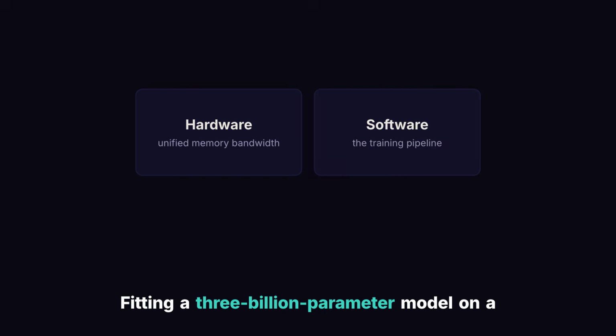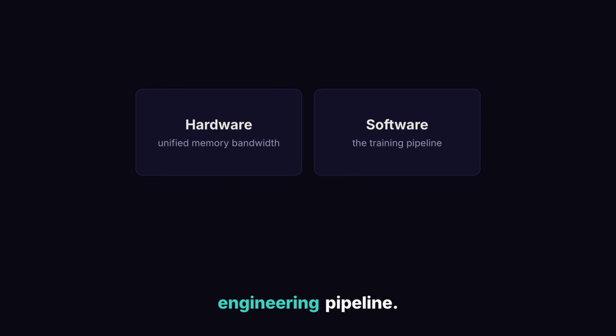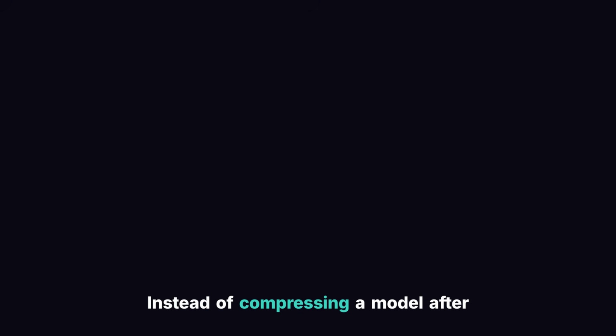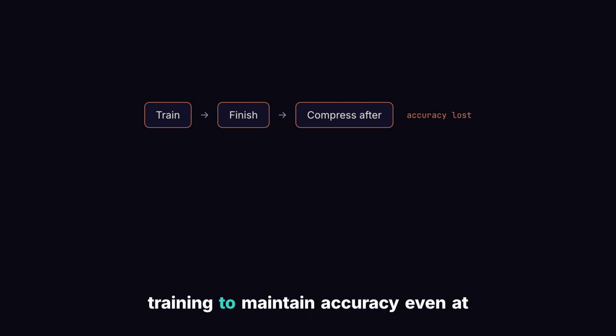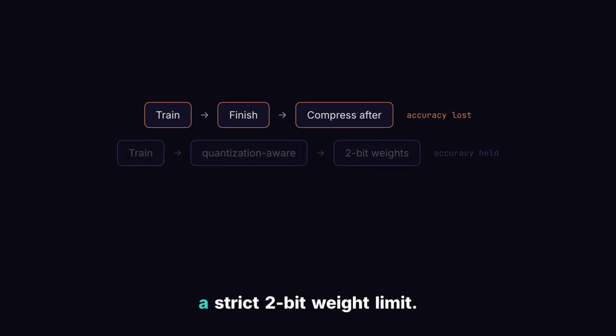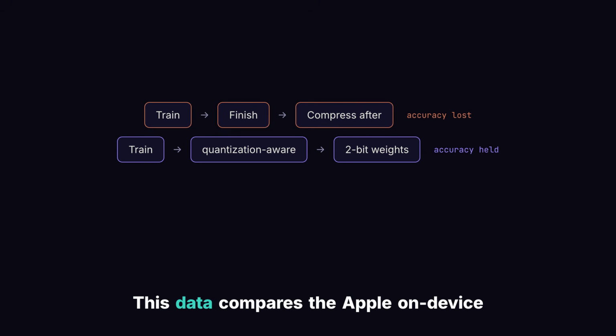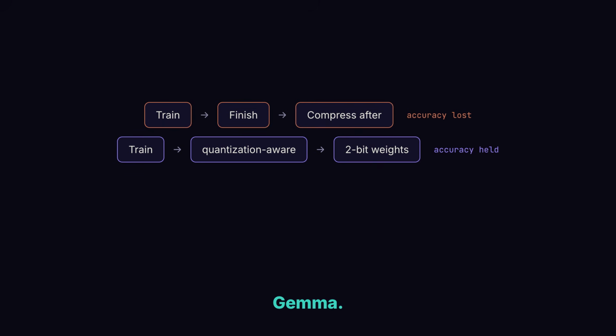Fitting a 3 billion parameter model on a mobile device requires a specific software engineering pipeline. Instead of compressing a model after it's finished, Apple uses quantization-aware training to maintain accuracy even at a strict 2-bit weight limit. This data compares the Apple on-device model against competitors like Qwen and Gemma.